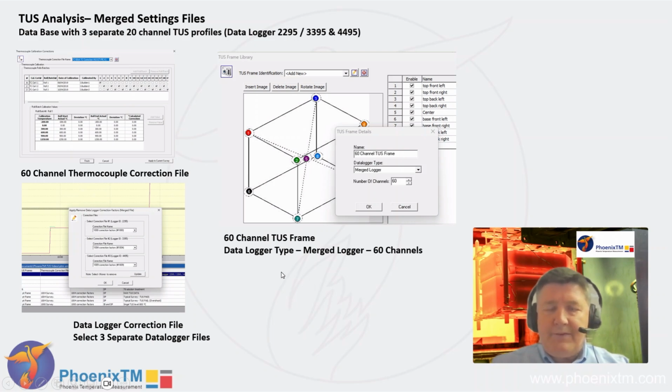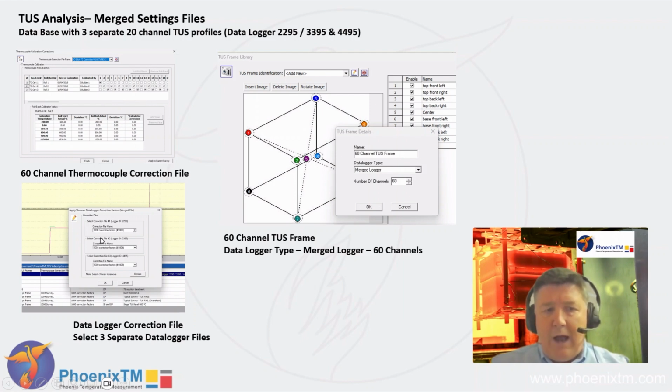To complement the uniformity data, obviously we have to set up the necessary survey files to allow the full analysis, application of correction factors, the TUS frame and library files, etc. For the thermocouple correction factor file, it's simple to set up a unique calibration file for the 60 channels. You can obviously have thermocouples from different batches with different calibration tables, and as we showed in a previous video, that's easy to set up.